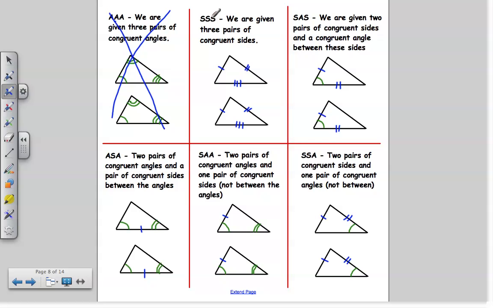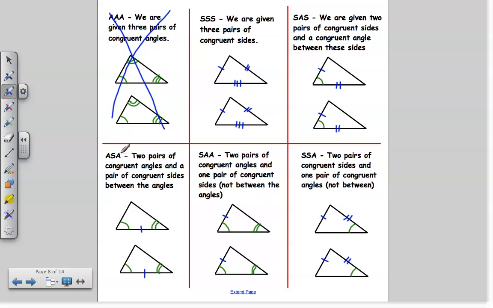Today, we're focusing on side, side, side. If we know three sides are congruent to three sides of another triangle, the triangles actually do have to be congruent. We're going to see that in a moment. In the next few sections, we're going to talk about side, angle, side. Notice the angle is in between the two sides. So I have two sides congruent and the angle in between them.